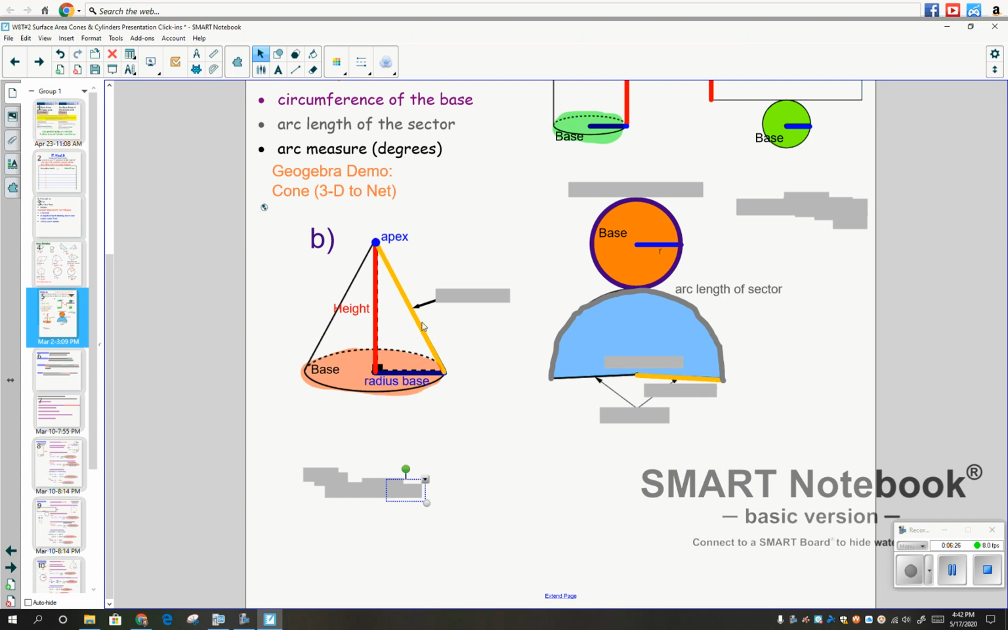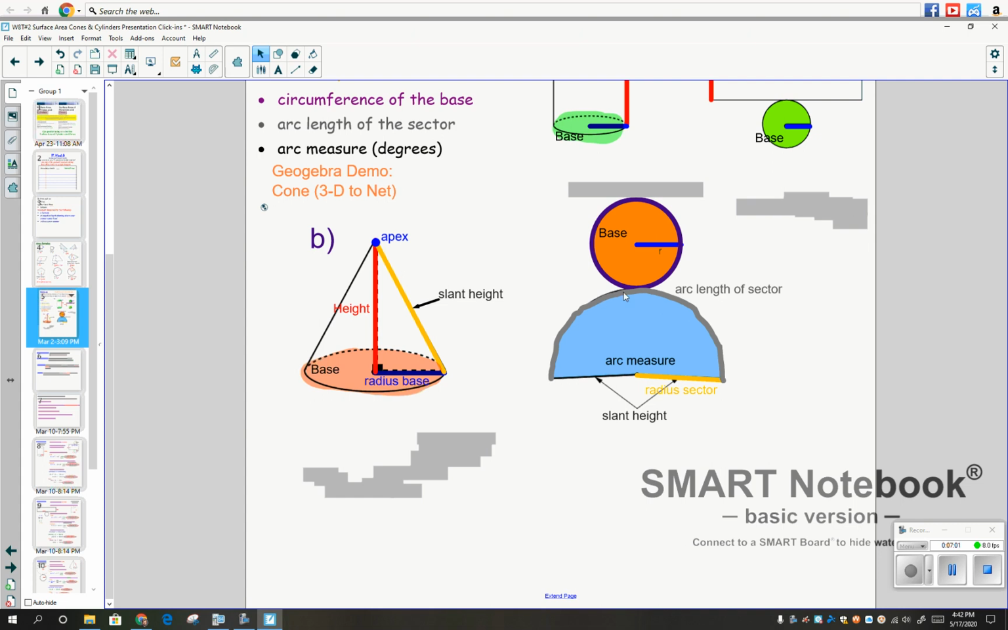The edge, this yellow line, is what we refer to as our slant height. The slant height in the net is also equal to the radius of the sector. And the arc measure is the measure of this arc in degrees, or the measure of the central angle here. That's going to be important because when we want to find the area of this, we need to know that angle measure.